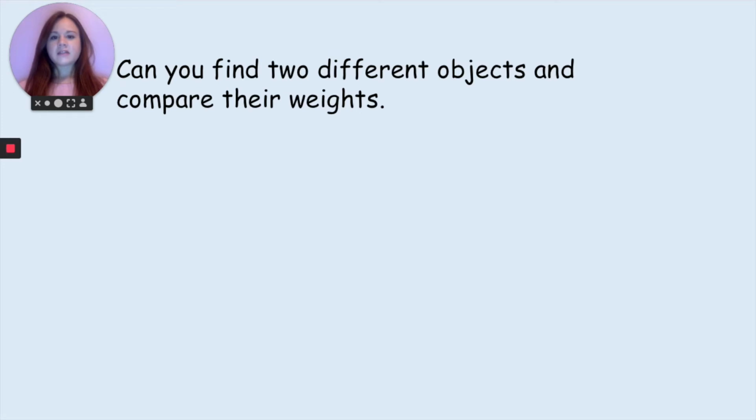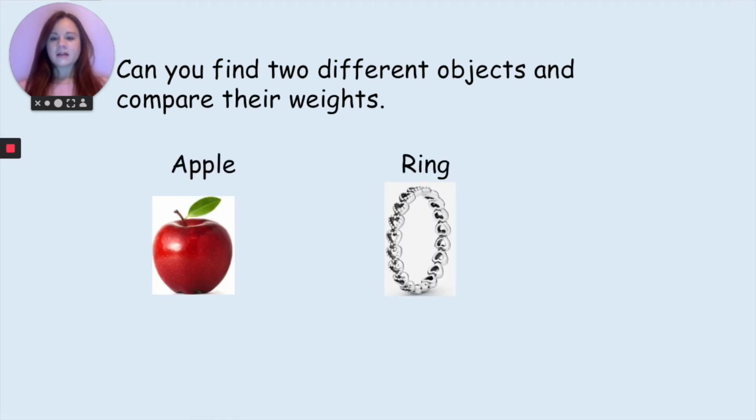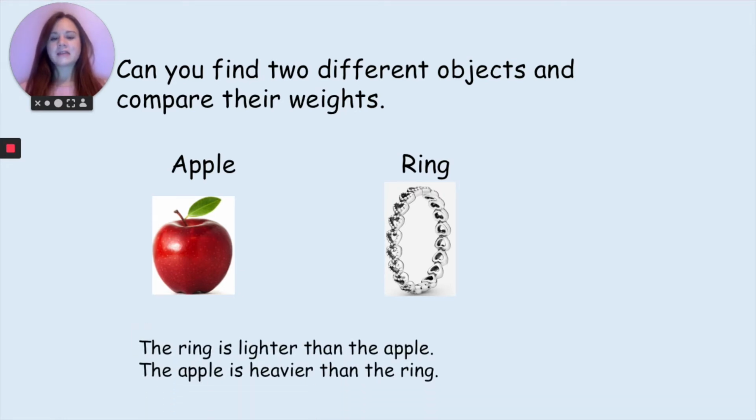Can you find 2 different objects and compare their weights? So I held an apple in one hand and my ring in the other hand, and I could tell that the ring is lighter than the apple and the apple is heavier than the ring. Pause the video to find some objects to compare. So you can hold them in your hands, and if you want to be very accurate, you could place them on some scales and see which one is heavier and which one is lighter. Remember to let us know what you compared.